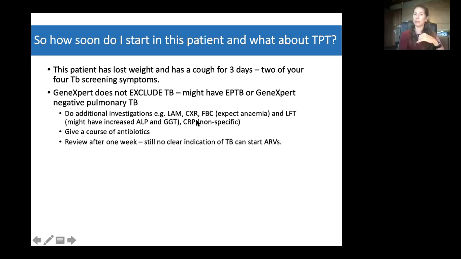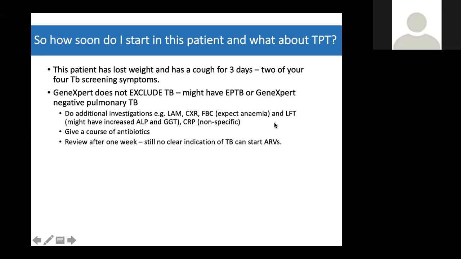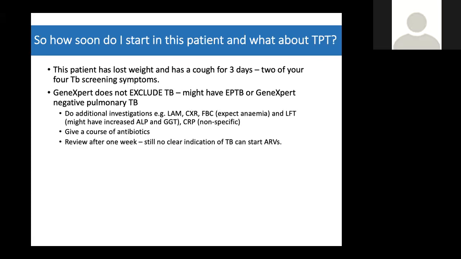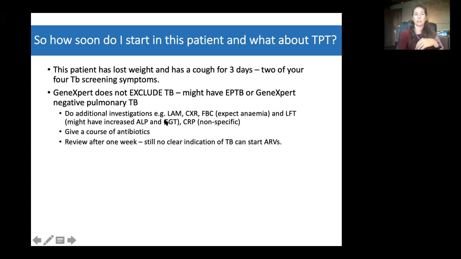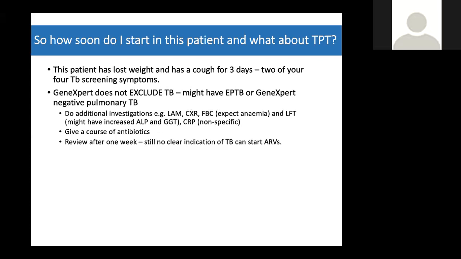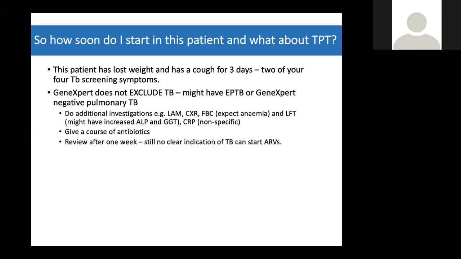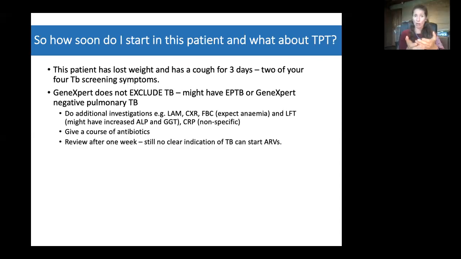Of course, the X-ray can be very useful to pick up your lymphadenopathies, some of your TBs that is not cavitating. And then there's things that can give you a clue. So your full blood count, you often have an anemia if they've got severe TB. Your liver function tests might show an increased ALP and gamma GT. If you've got access to an ultrasound, even better. CRP, not very helpful, but if it's very high, it does give you a clue. So you're sort of putting a whole lot of investigations in a pot. Give a course of antibiotics at this point, he does have a cough, and review after 1 week.